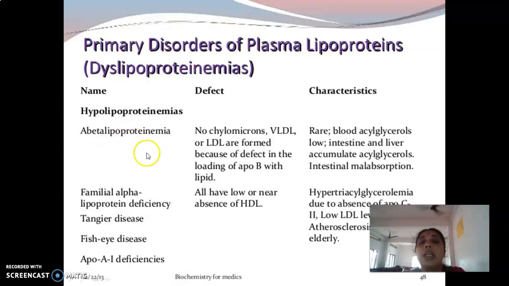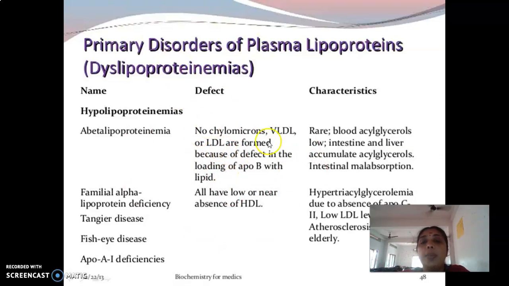There is abetalipoproteinemia, in which the defect is the absence of chylomicrons. The person will not be able to synthesize chylomicrons. So what happens? The exogenous TG cannot be taken into the liver. Similarly, VLDL synthesis will be inhibited. That is, endogenous TG also will not be transported, and LDL also is not working, it is also defective.